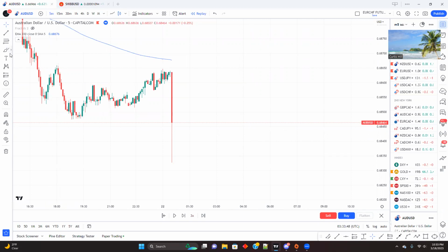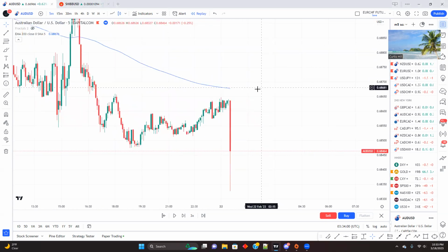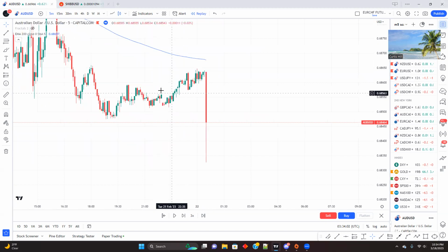Okay, so high probability setups. I do have another video on this, but I want to keep making them because the market keeps changing. So this will probably be the last one because I made some modifications to it. A high probability setup is a setup that we try to take every day in the market that has a good, high success rate.